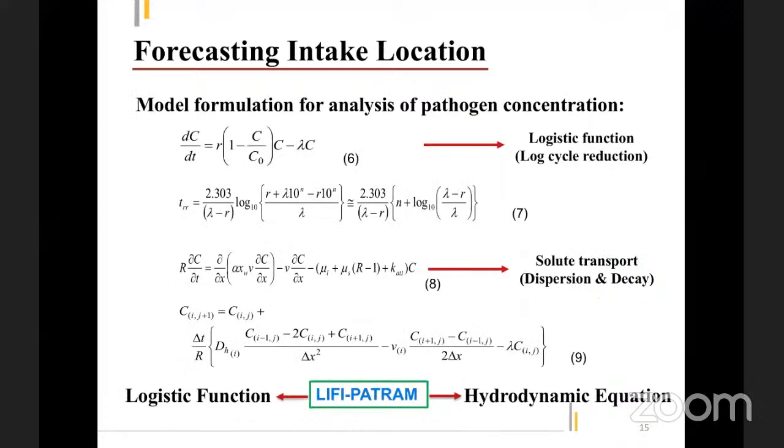Here, C naught is the initial concentration of the pathogen in the river water, and its allowable concentration was chosen as per the drinking water quality standards of WHO. The required number of log cycle reductions, that is N, in the concentration of pathogen was determined from the specific value of decay rate, that is lambda, and reproduction rate, that is R. And the corresponding travel time, TRR, by which the concentration will reduce from C0 to the WHO requirement, was ascertained during this analysis. Based on the assessment of the travel time TRR, the safe distance of the pumping well, that is XW, was computed.